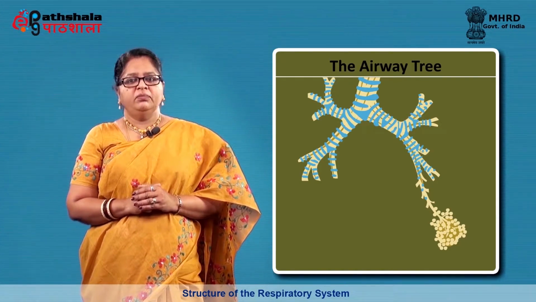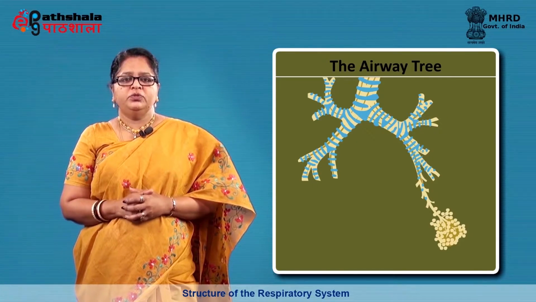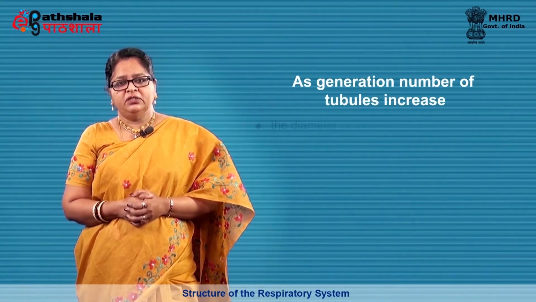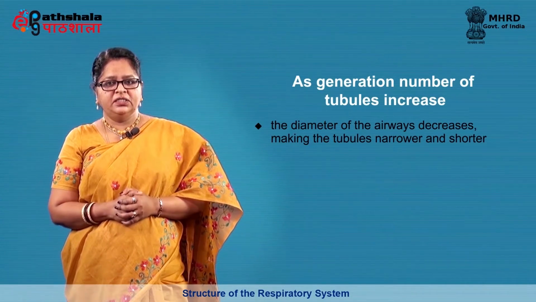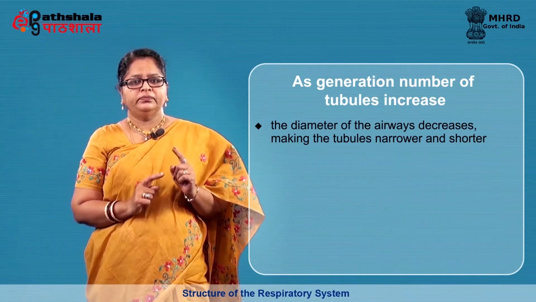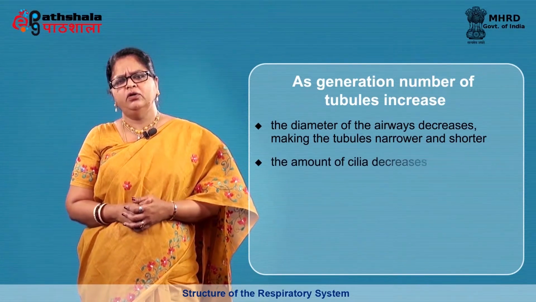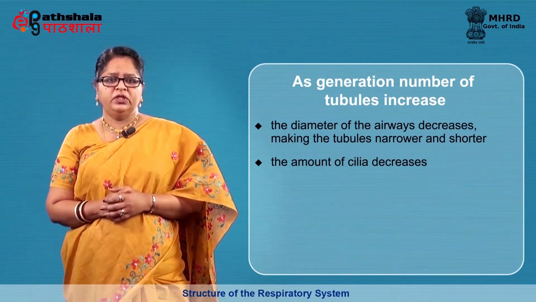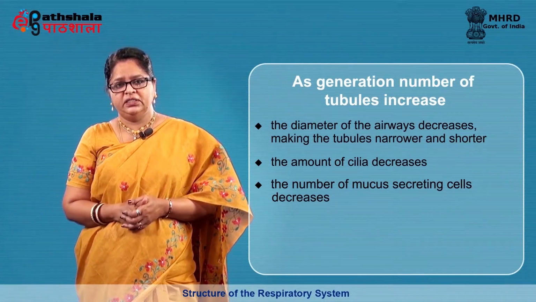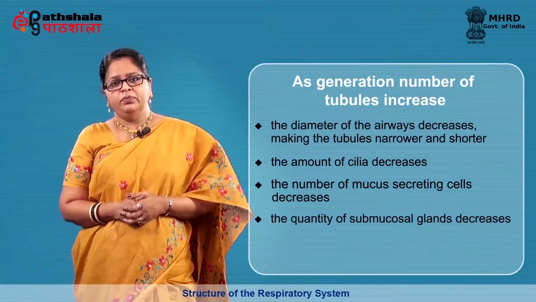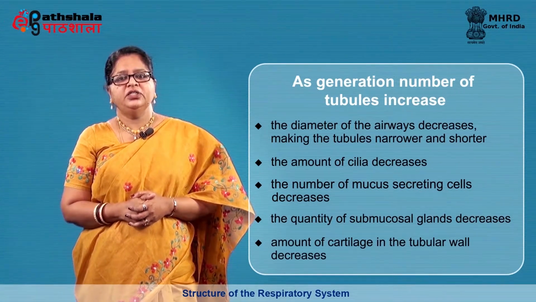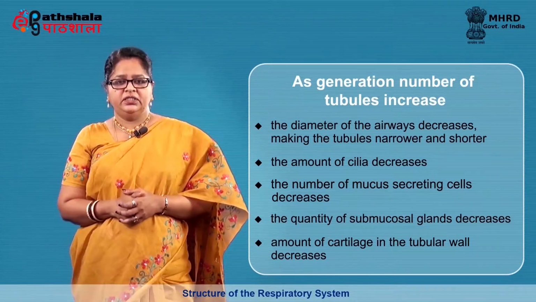As the generation number increases, you can observe the following changes in the tubes. The diameter of the airways decreases, making them narrower and shorter. The amount of cilia also decreases progressively. The number of mucus secreting cells decreases. The quantity of submucosal glands becomes less, and the amount of cartilage in the tubular wall decreases.